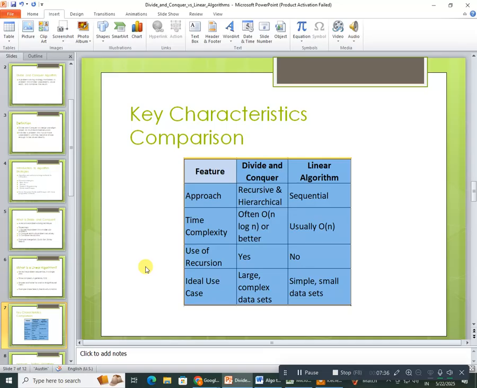That means as you are dividing the problem into smaller fractions or smaller chunks, log n tells us how many times you can divide the problem until you come to a state where further divisions are not possible.